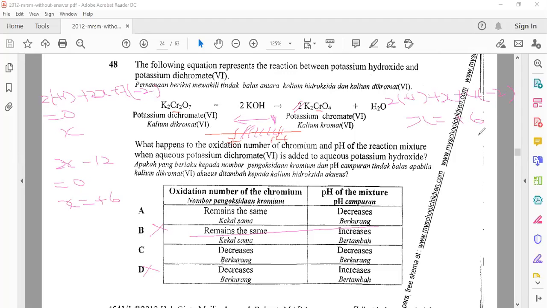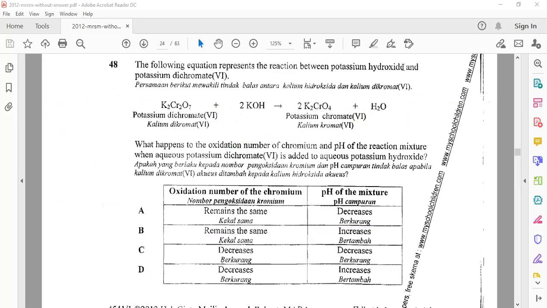positive 6 as well. Now actually you don't have to do any calculation. I'll teach you from where you can see. Can you see the 6 here? Can you see the 6 here? The 6 means it is the oxidation number of the chromium, positive 6. So your answer will be A, apple. Okay, now we continue.